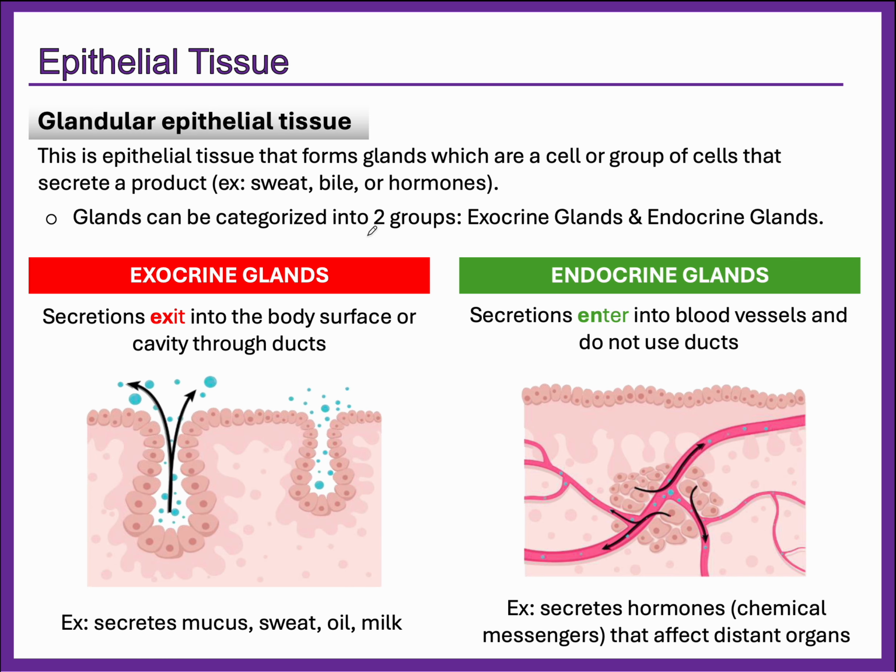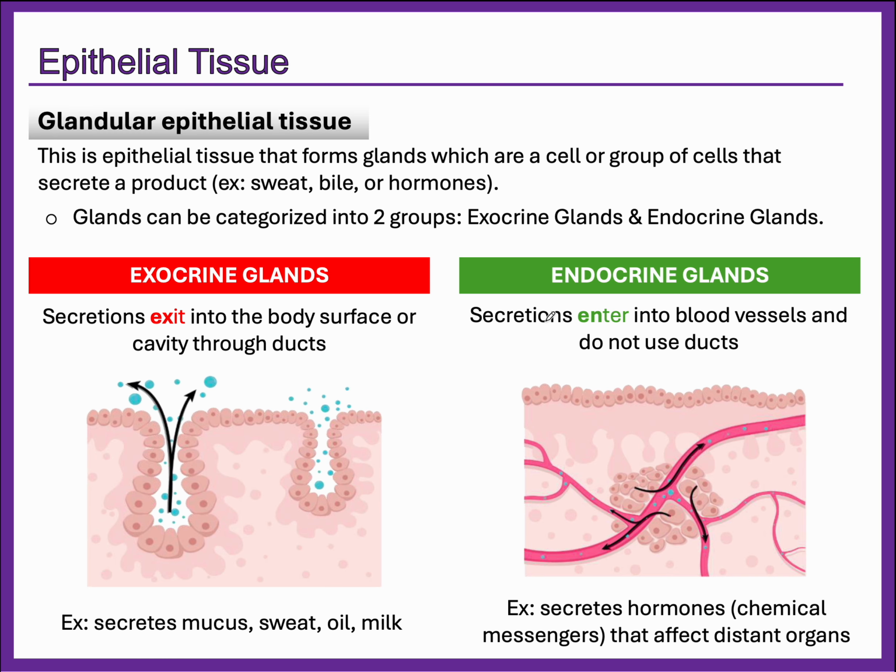Glands can be categorized into two groups. The exocrine is secretions that go out of the body or the cavity through ducts. Example, mucus glands, like goblet cells, that are making stuff and secreting it to the outside of the body, which is in the trachea. Sweat glands secrete it outside the skin. Oil, sebum, secretes it onto the hair shaft. Milk, outside the body.